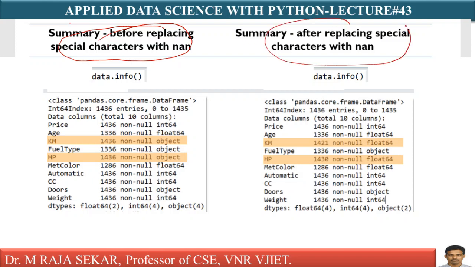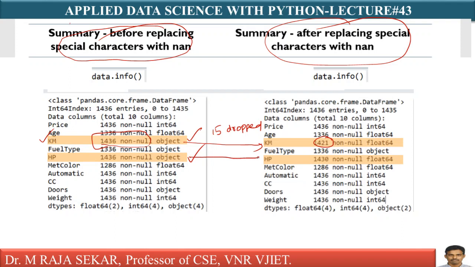This is the summary after replacing special characters with NaN. Just compare these two columns. If you compare these two columns, you can see the drop in values. What is the drop in values? Just see, in the case of kilometers, how many null values are there? 1436 null values, whereas after replacing special characters with null values, the count is 1421. 1436 minus 1421 means how many values are dropped? 15 values are dropped, isn't it?